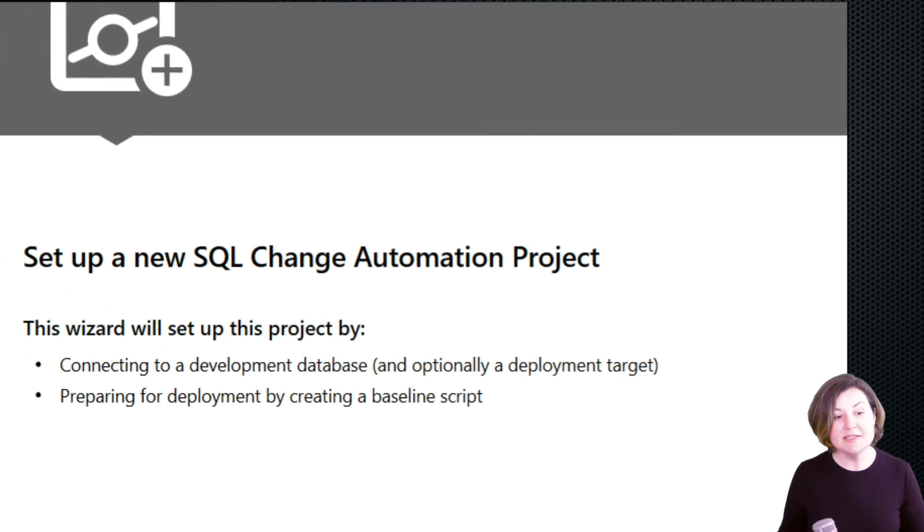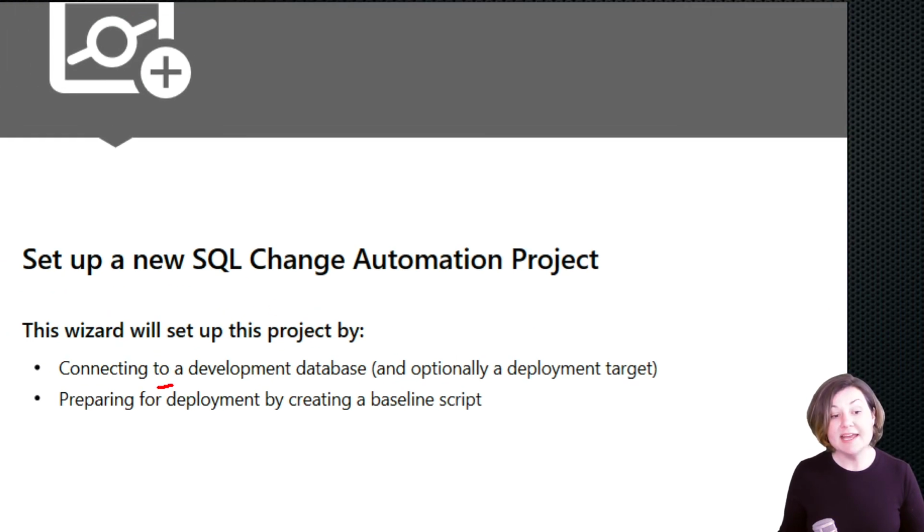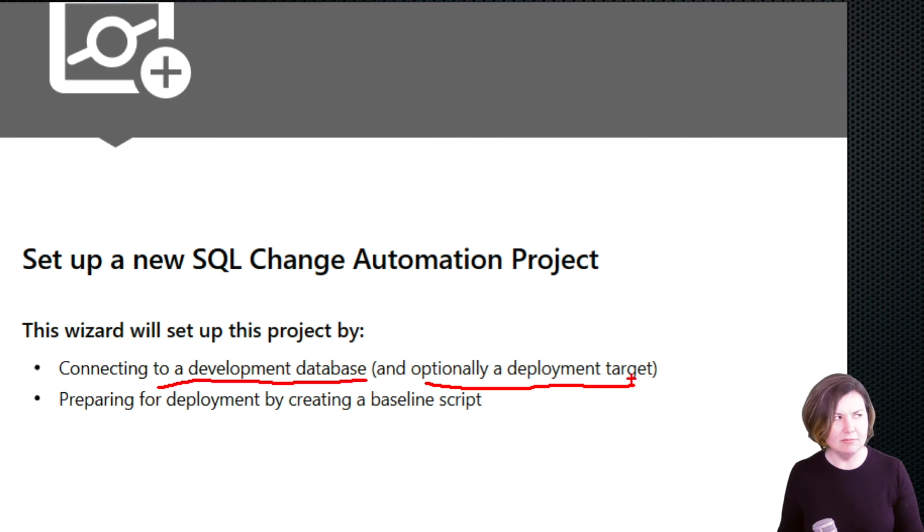The wizard explains, you will set up your project by connecting to a development database. Hey, I've got one of those. And then optionally a deployment target. Well, why is it optional? It's optional because not everybody has a production environment. You might be just starting your code from scratch, or you might have a dev database that's a little ways along, but like nothing's ever been put in production yet.